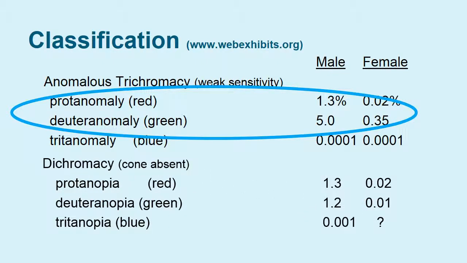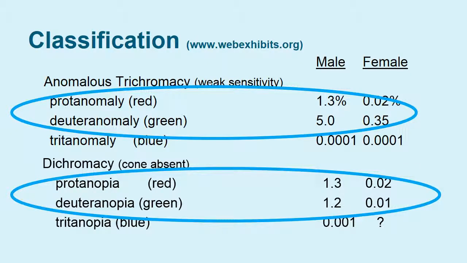At the extreme, we have what's called dichromacy, where the cone is actually missing. So it's not malfunctioning, they just don't exist. And this accounts for another 2.5% of people that have either red or green cones that are missing, and it's very rare that the blue cones would be missing.